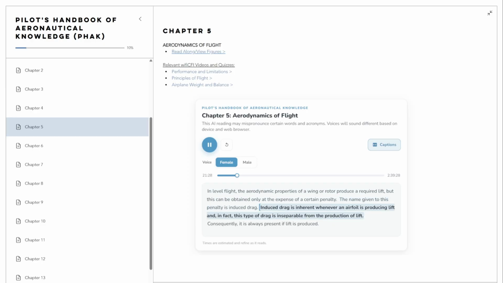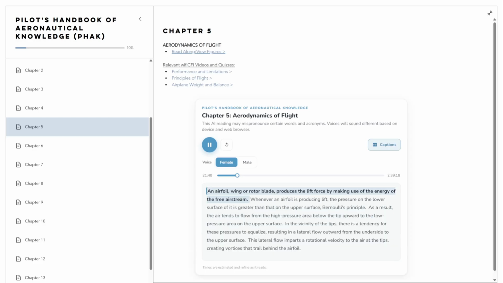Induced drag is inherent whenever an airfoil is producing lift and, in fact, this type of drag is inseparable from the production of lift. Consequently, it is always present if lift is produced. An airfoil, wing or rotor blade, produces the lift force by making use of the energy of the free airstream. Whenever an airfoil is producing lift, the pressure on the lower surface of it is greater than that on the upper surface, Bernoulli's principle. As a result, the air tends to flow from the high-pressure area below the tip upward to the low-pressure area on the upper surface.